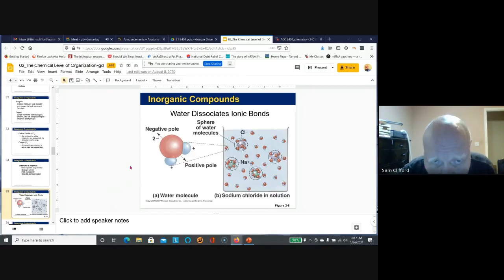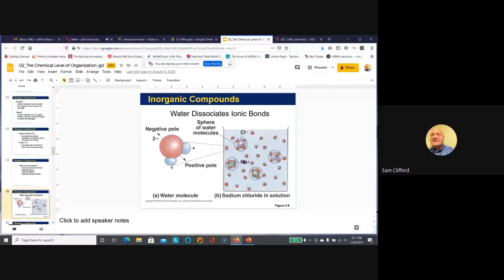So here again, water has a negative pole and a positive pole. Water molecules dissolve sodium. Notice that the negative oxygen surrounds the sodium, and the slightly positive hydrogen too, and that's how sodium chloride is dissolved. The water dissociates ionic bonds.